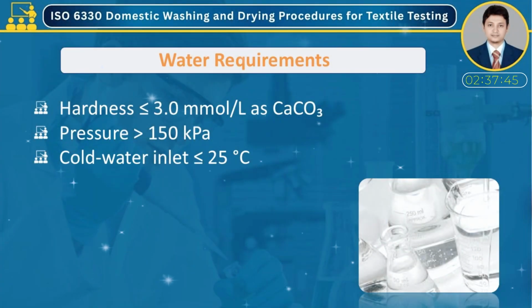Water requirements. Water quality is critical to test accuracy. Hard water can affect detergent performance and washing efficiency. Ensure that water hardness, supply pressure, and inlet temperature comply with the specified limits or are reported if deviations occur.